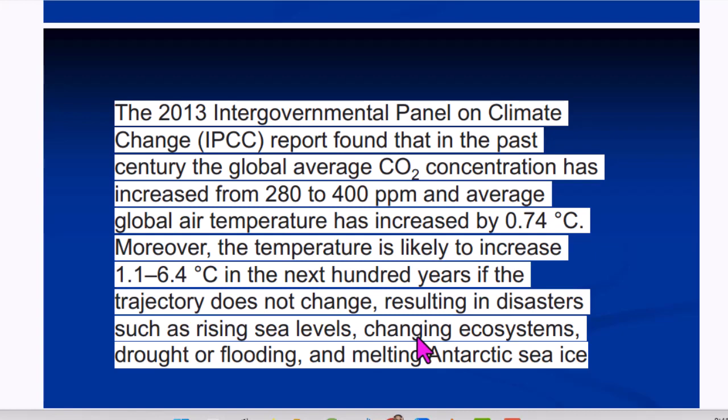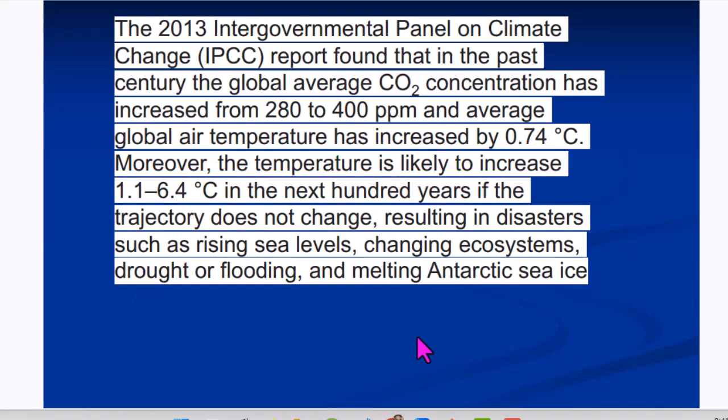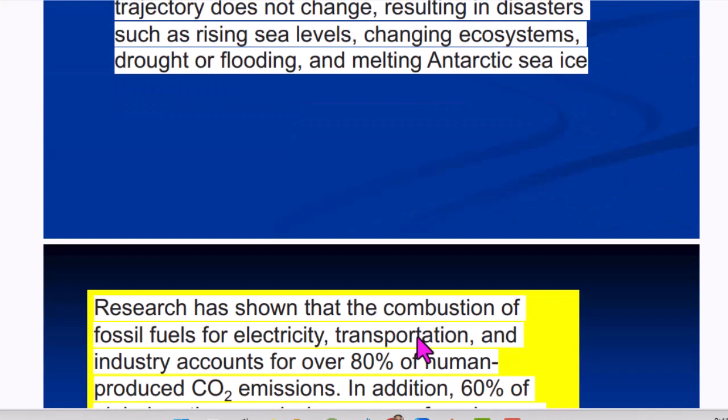Intergovernmental Panel on Climate Change report found that over the past century the global average CO2 concentration has increased from 280 to 400 parts per million, and average global air temperature has increased by 0.74. This is a significant number. Moreover, the temperature is likely to increase by 1.1 to 6.4 centigrade in the next 100 years if the trajectory doesn't change, resulting in disasters such as rising sea level, changing ecosystems, drought, flooding, and melting Antarctic sea ice.